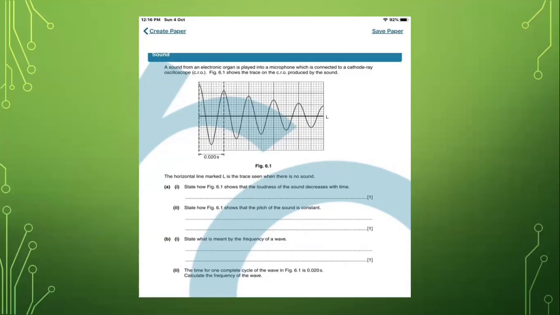The loudness is decreasing because the amplitude is decreasing, as I've already mentioned. However, I made a mistake. The frequency is not decreasing because the pitch remains constant. As in the second part, they say that the pitch of the sound is constant. So at first glance, what I had in mind was that the frequency is decreasing.